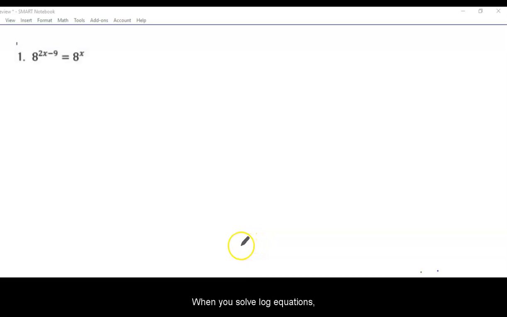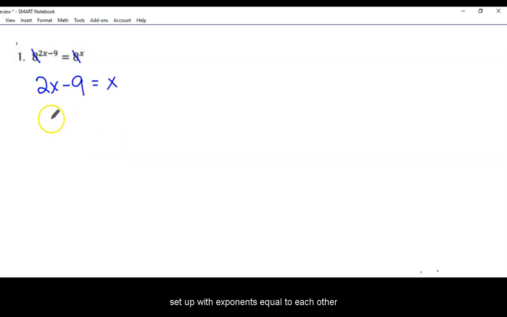All right, number 1, we have two bases that are the same. Both of the 8s are the same, and we don't have more than one 8 on this side. If you have more than one base on the left side or the right side of the equals, you need to combine those first before you mark out the bases. So let's mark out the 8s, and we'll set this up with the exponents equal to each other and solve for x.